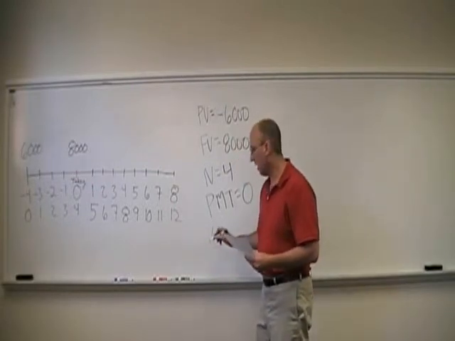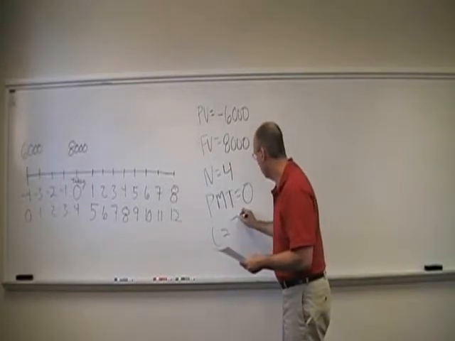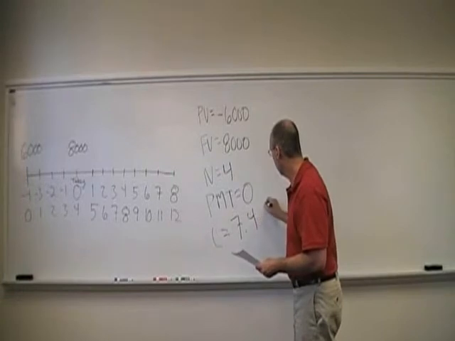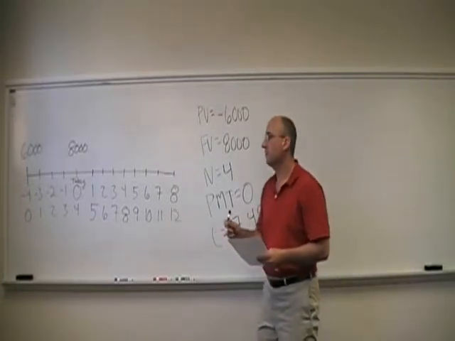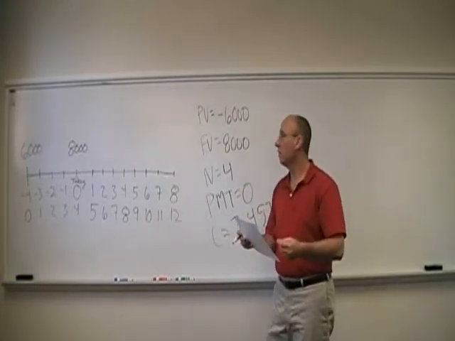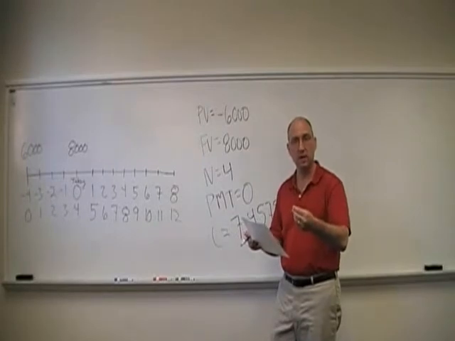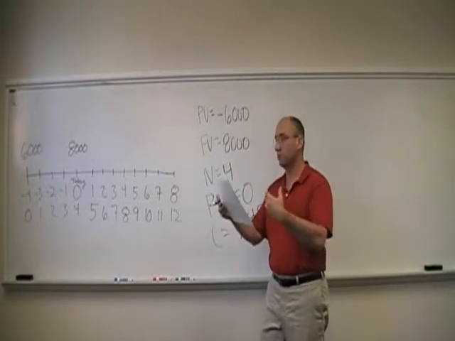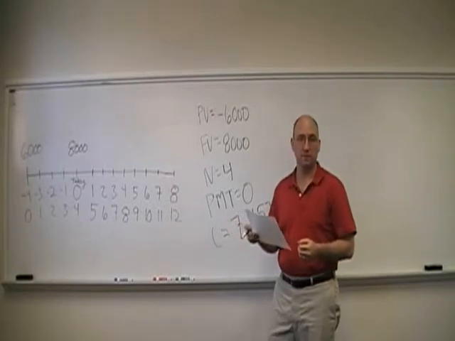And if we solve for I%, we find out that it's equal to 7.457%. That means if you put in 6,000, a year later you have 1.07457 times the 6,000, then you earn 7.457% over that in the second year, then you earn 7.457% over the original 6,000 plus all the accumulated interest, and in 4 years you'll be at 8,000.